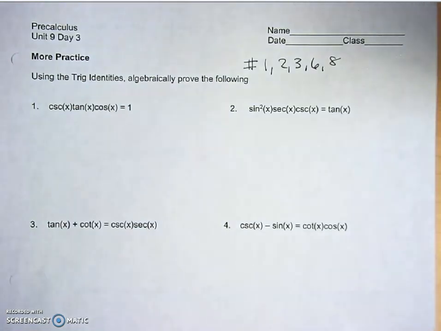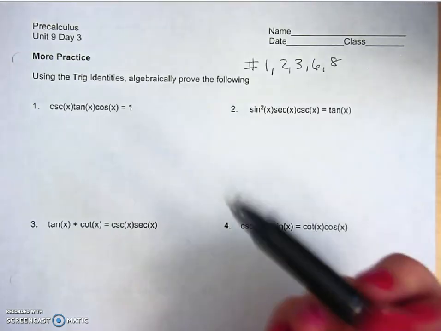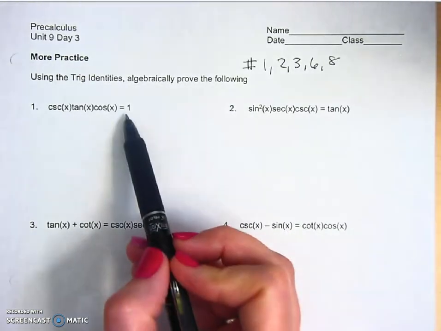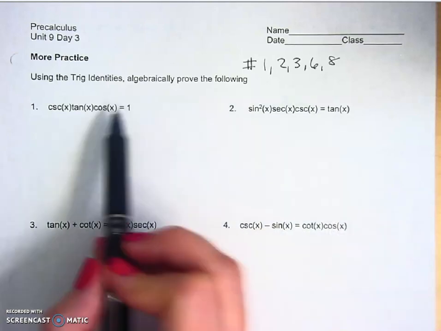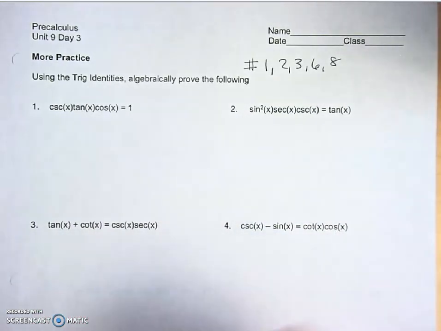Okay, this is our video for more practice problems on day 3. We are given a bunch of identity statements. This left side equals this right side. And we are going to use our properties to simplify and show if this is actually true or not.